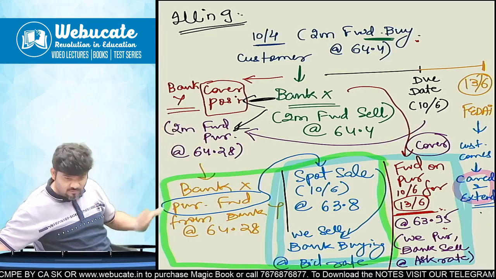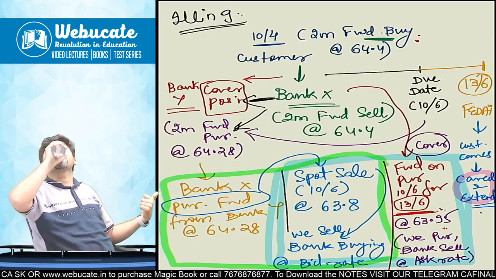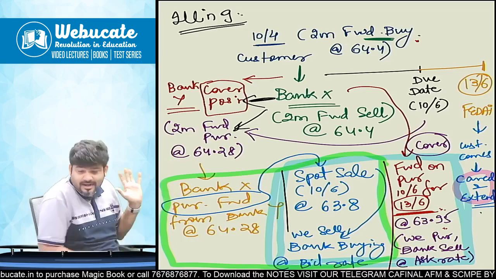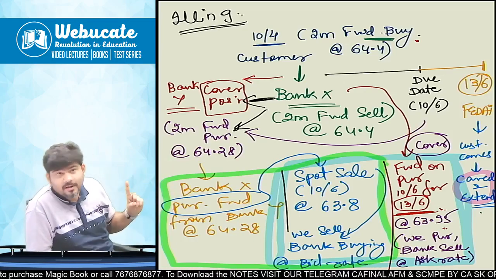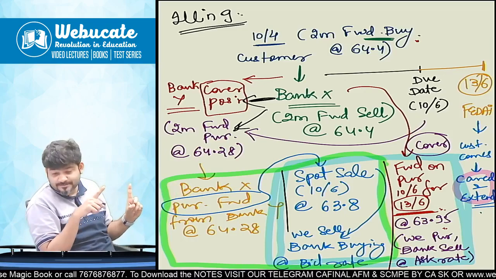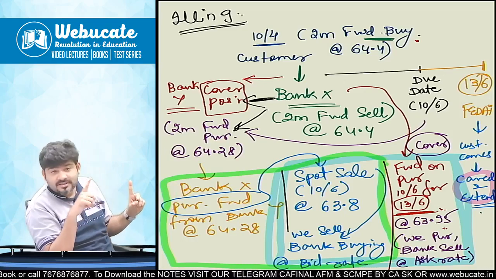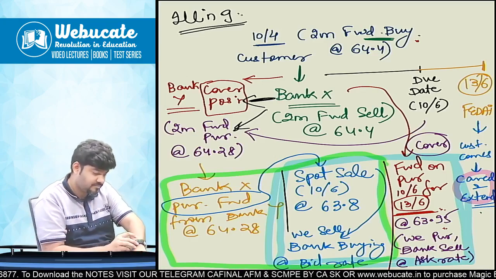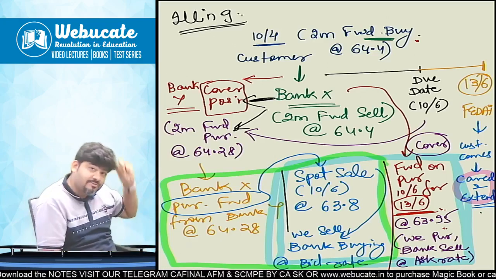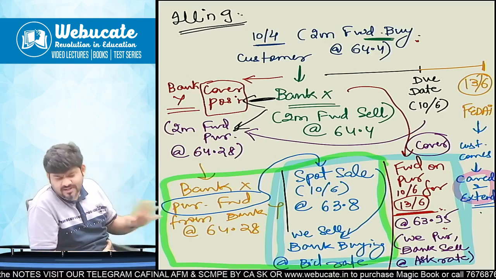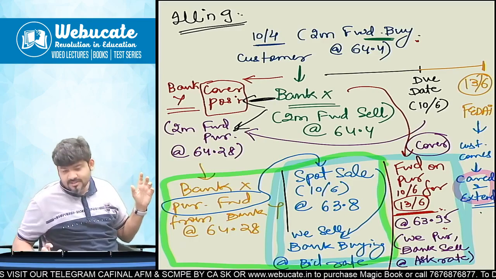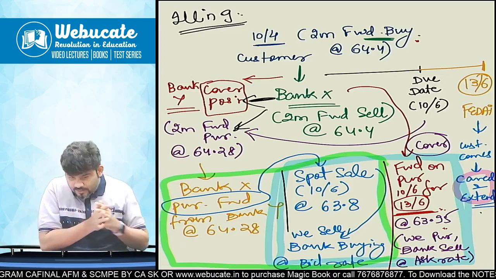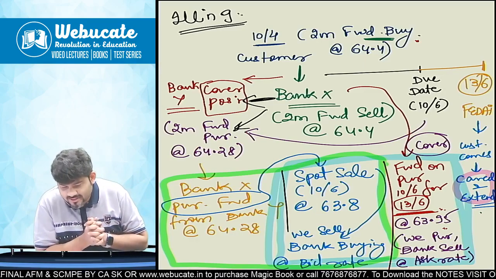But what do I do of this $1 lakh? So I will immediately sell it. So spot sell. But what if the customer comes within these 3 days? Then what will happen? I will have to honor him. So I will do a forward purchase for those 3 days. Now whenever he wants to come, he can come. I have a backup with me. Done. So that is your swap loss.